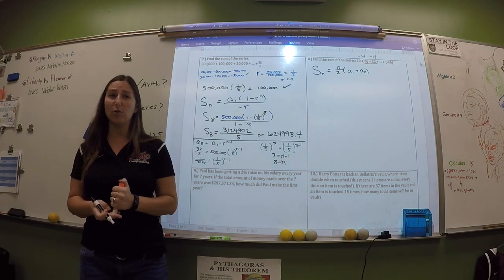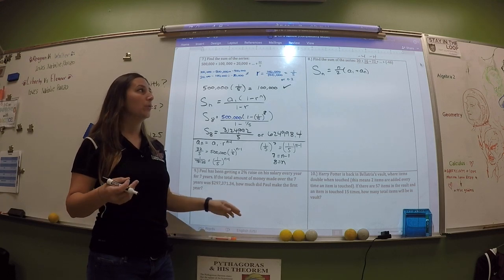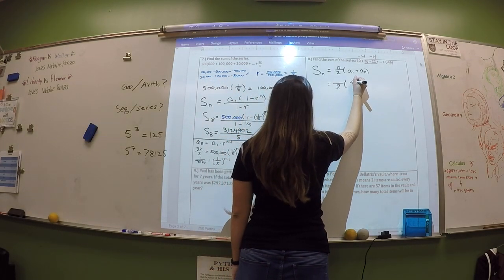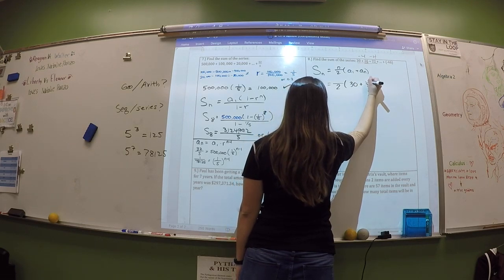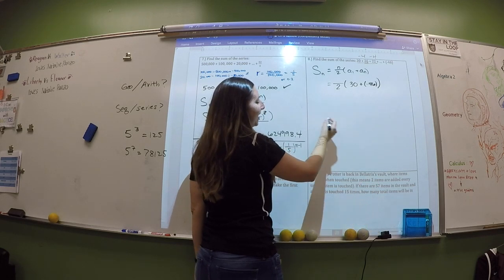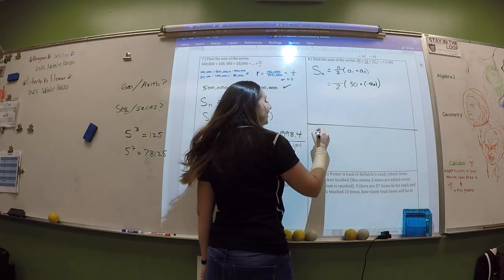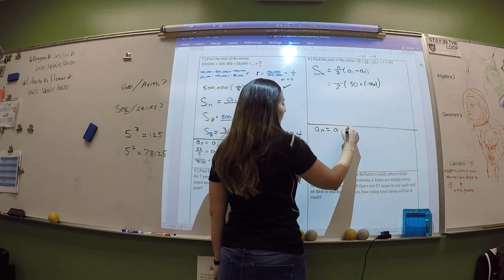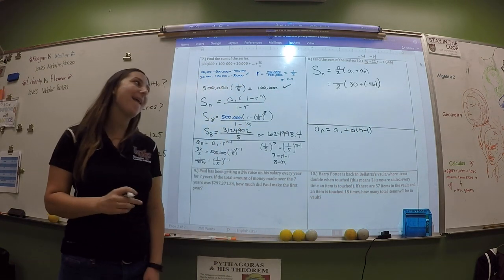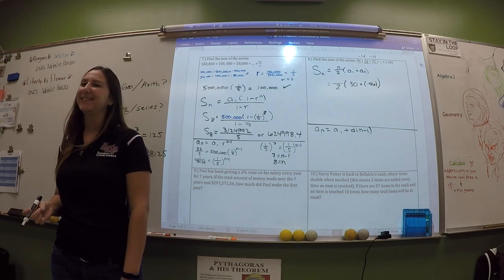We need the first term, the last term, and n. We have the first term, we have the last term, but we don't have n, which kind of sucks. Okay, so let's find n. To find n, you use the sequence formula.